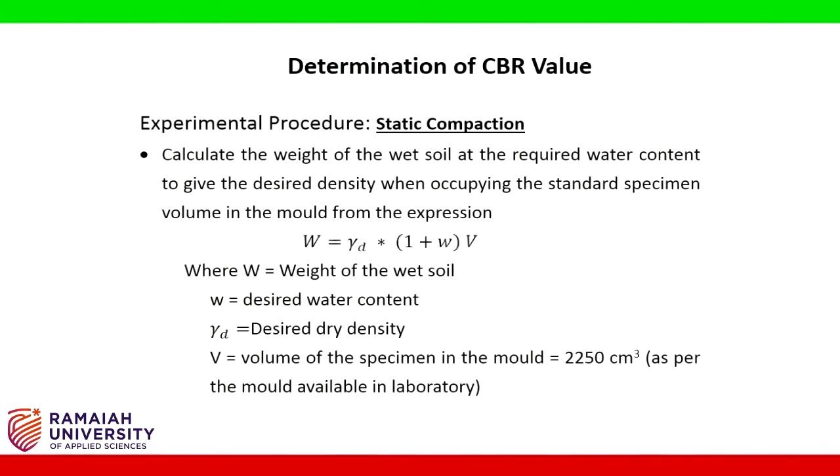Static compaction: calculate the weight of the wet soil at the required water content to give the desired density when occupying the standard specimen volume in the mold from the expression W = γd(1 + w)V, where W is the weight of the wet soil, w the desired water content, γd the desired dry density, V the volume of the specimen in the mold, that is equal to 2250 cm³ as per the mold available in laboratory.